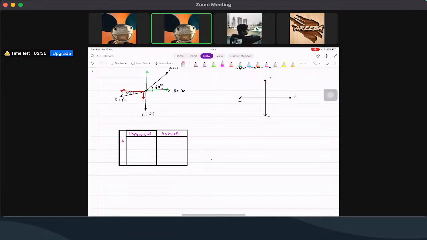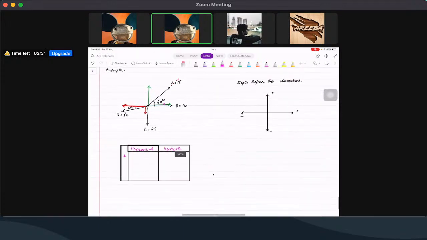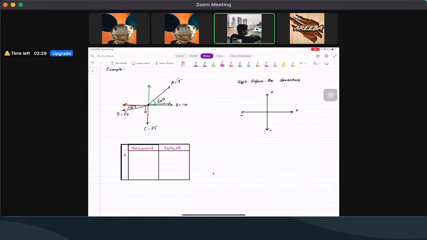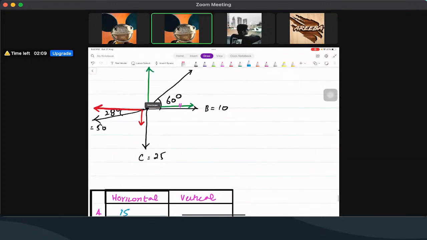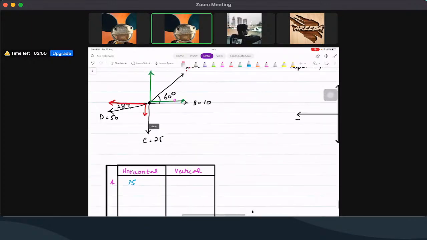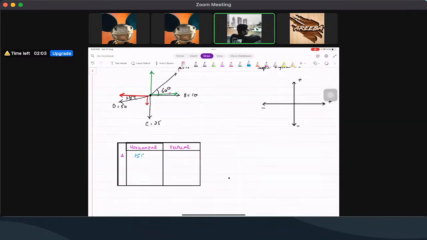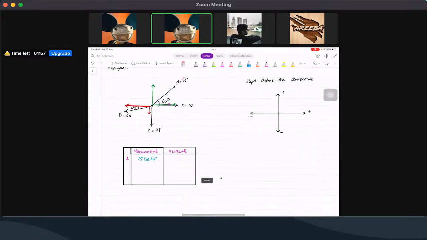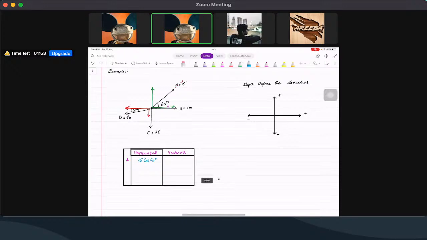And the value for this would be, who can tell me? A horizontal is next to the angle, so it is going to be 15 cos of 60. And because it is towards the right, and I have taken right as positive, I'm going to put a positive sign here. Is it clear? Both of you. Yes.